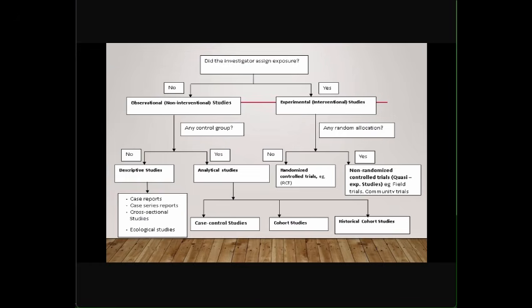Then when you go to the arm that has comparison or control groups, we have case control studies, cohort studies, and historical cohort studies. Case control studies, cohort studies can be named differently. We can have prospective cohort studies and retrospective cohort studies.